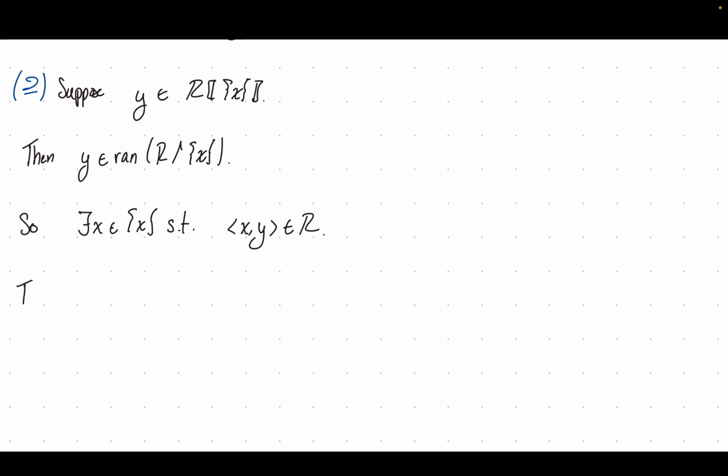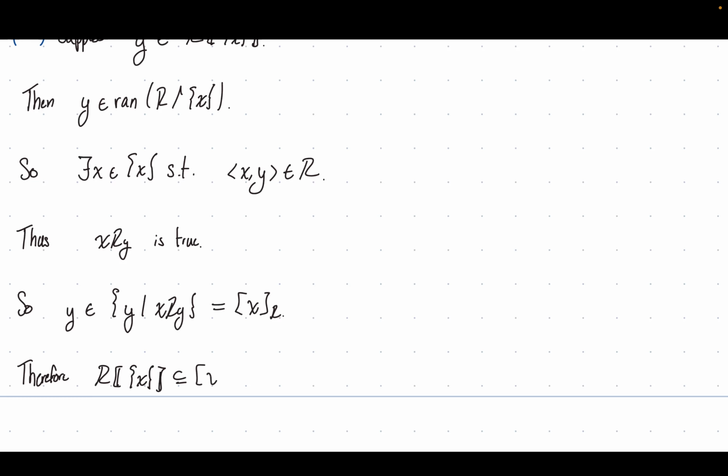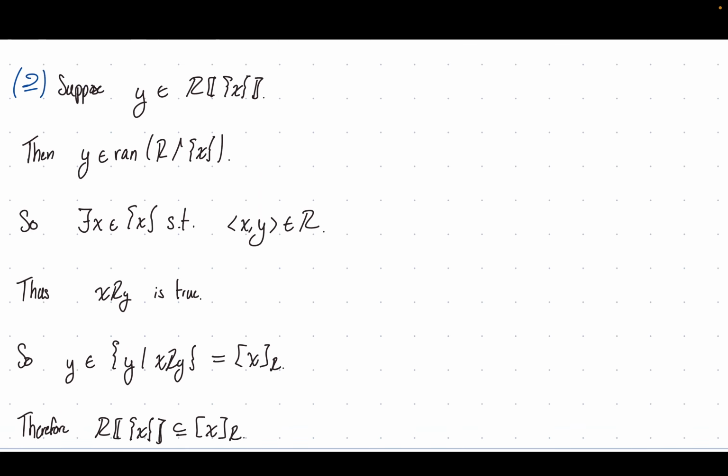And thus x R y is true. So y must be in the set of y such that x R y, which is equal to the equivalence class of x modulo R. And therefore the image of R under the set containing x must be a subset of the equivalence class of x modulo R. And there we go.